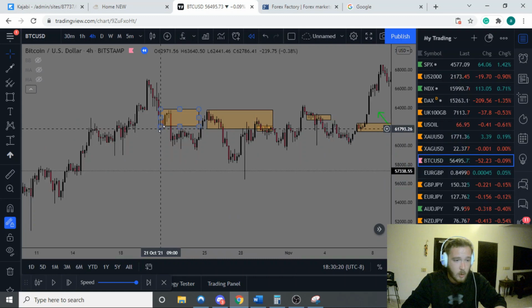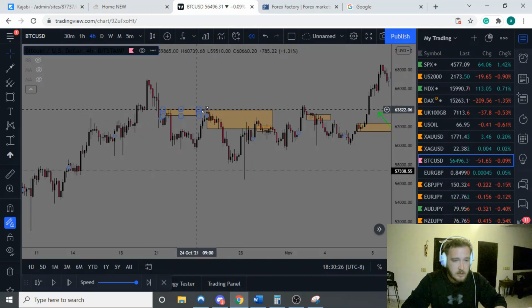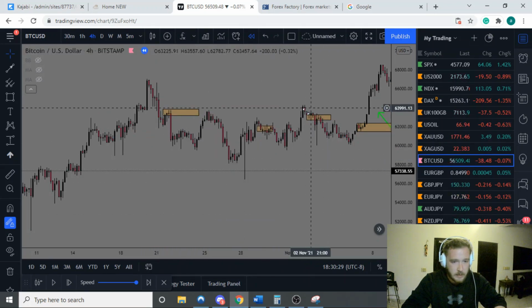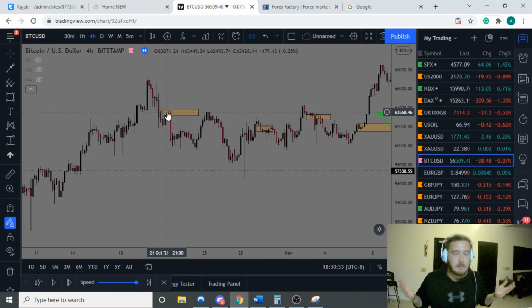I'm not saying old supply becomes demand. I hate when people do that. They're like, oh, well, this supply zone was eventually removed from way over here, so now that supply zone is now demand. It doesn't make any sense. Once a zone is removed, it's removed.